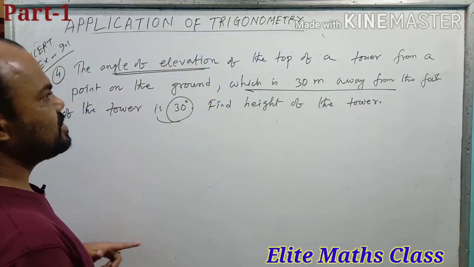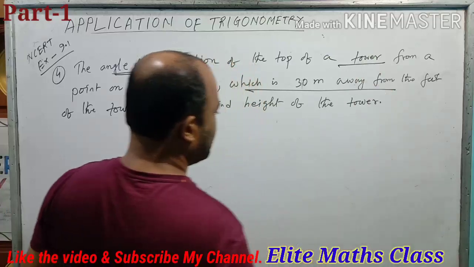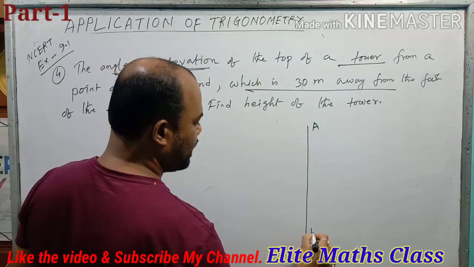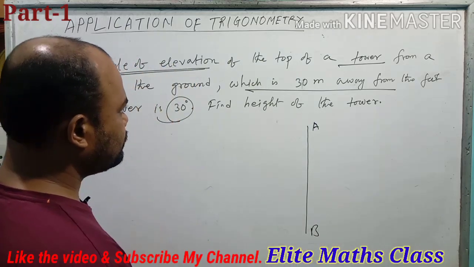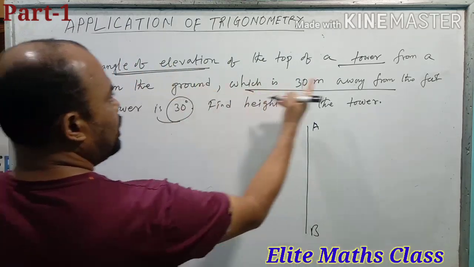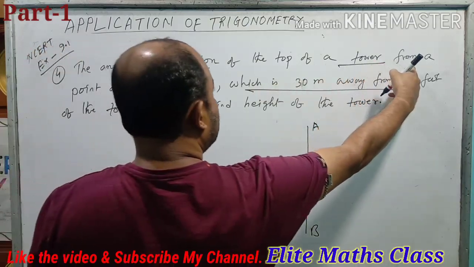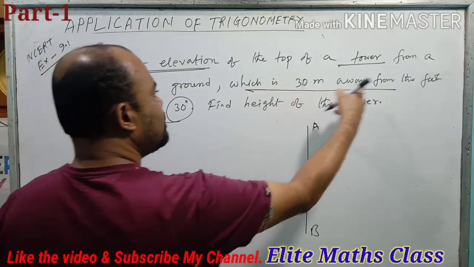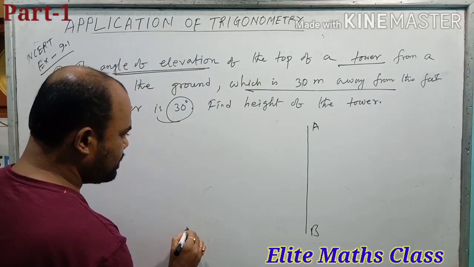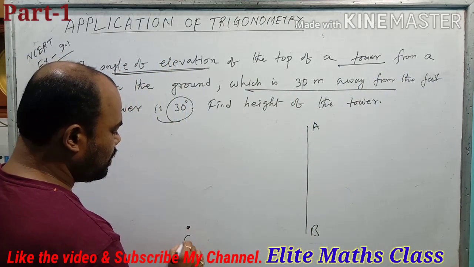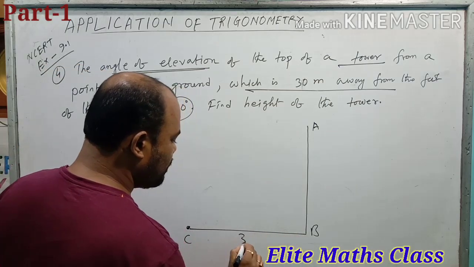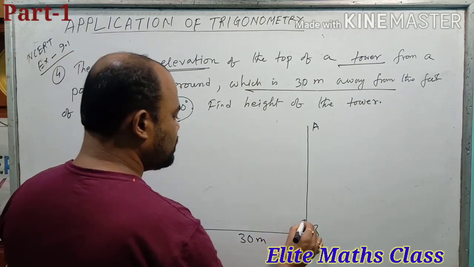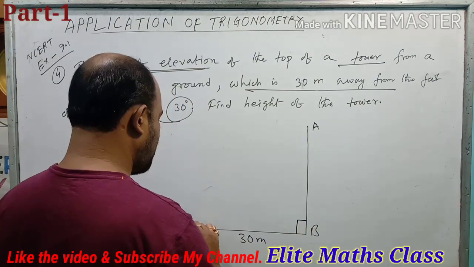Now what is there? First, a tower is there. Let us draw the figure. Let this be the tower, AB. Then the angle of elevation is observed from what? From a point on the ground which is 30 meters away from the foot of the tower. Say this is the point on the ground, and this is 30 meters. So obviously, as it is a tower, this angle will be 90 degrees.